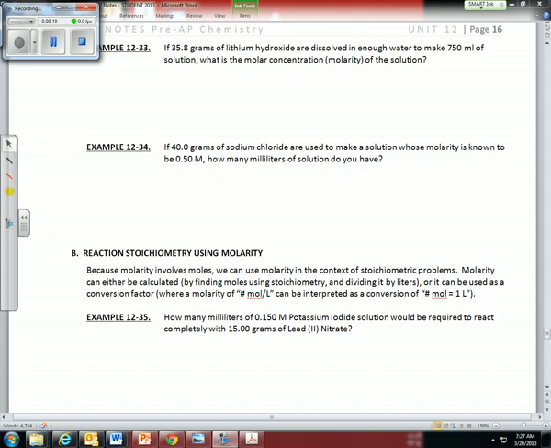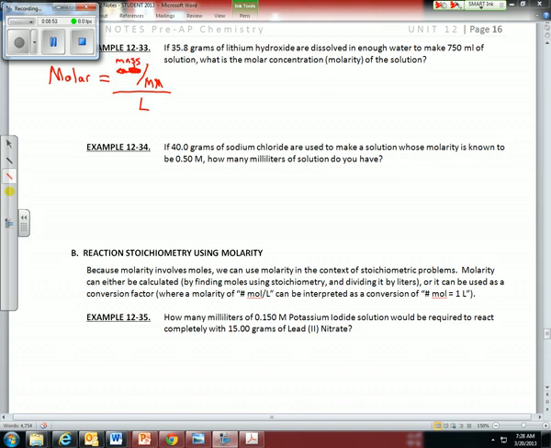Page 16. 35.8 grams of lithium hydroxide are dissolved to make enough water to make 750 milliliters of solution. What is the molar concentration of the solution? Well, I'm looking for molarity. So molar, that's how I abbreviate molar sometimes, is equal to moles over molar mass over liters. No, it's not equal to moles, Mr. Harridan. It's equal to mass. That's what you get for using the Eric-Yates formula.